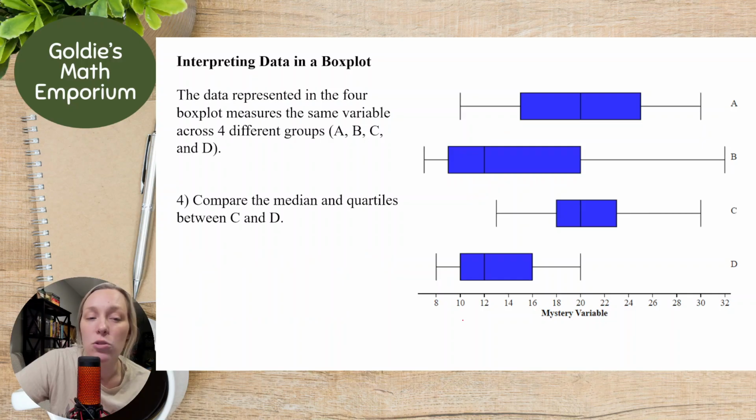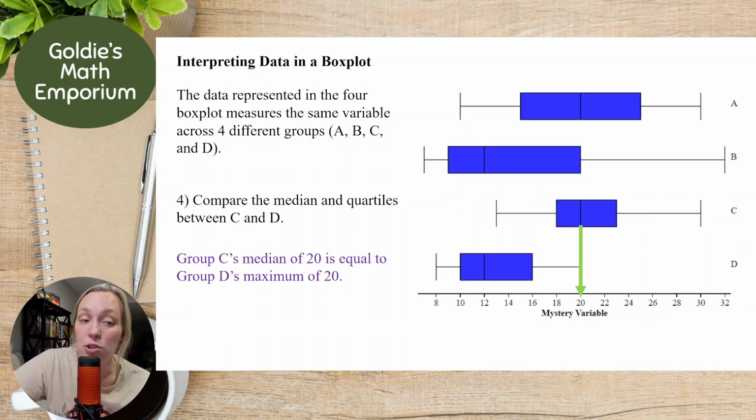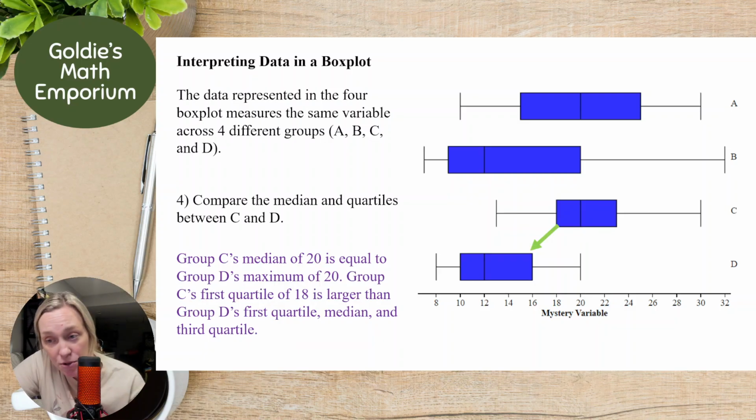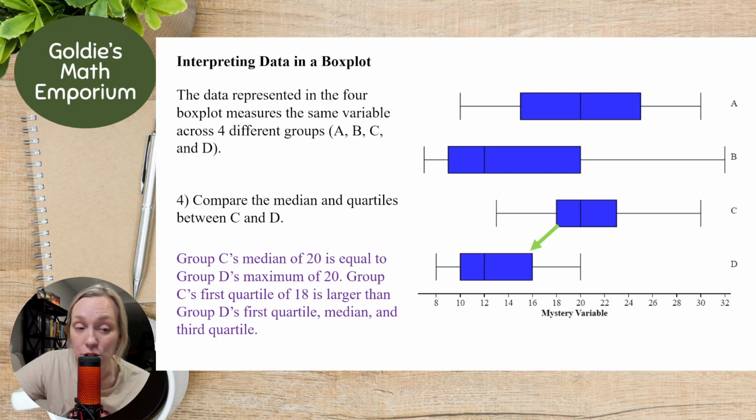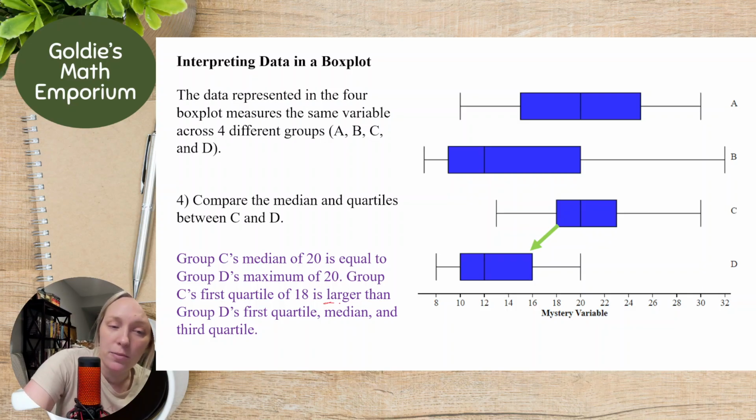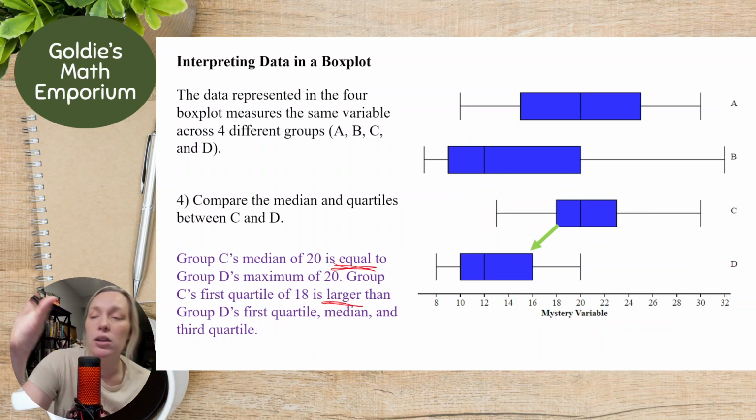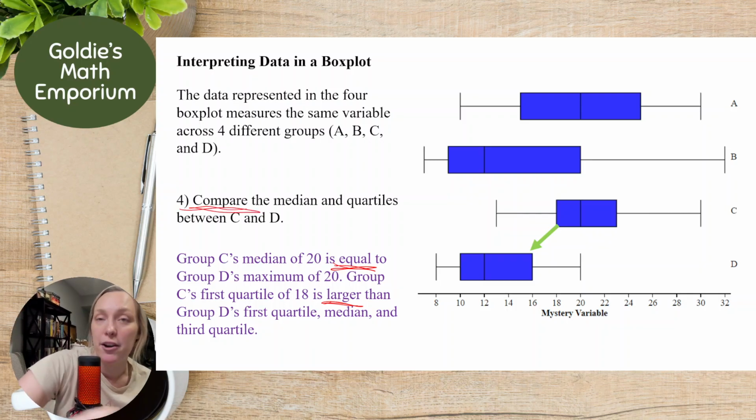Here, compare the median and the quartiles between C and D. So now we're just looking specifically at C and D here. Well, the median of C is equal to group D's maximum of 20. And then what about the first quartile? Well, actually group C's first quartile of 18 is larger than group D's first quartile, the median, and the third quartile. Everything about group D is shifted down there. So I say that with those comparison words: larger, equal, smaller. Use those comparison words when you're specifically asked to compare.